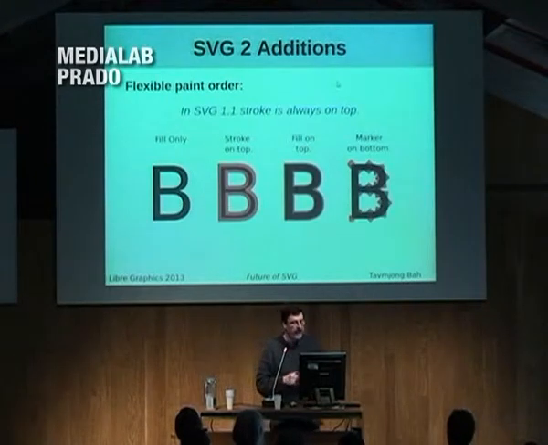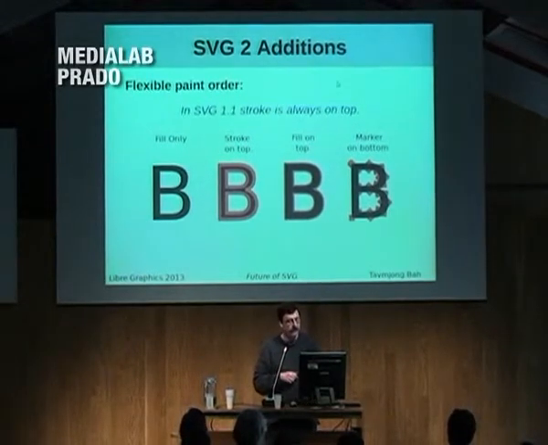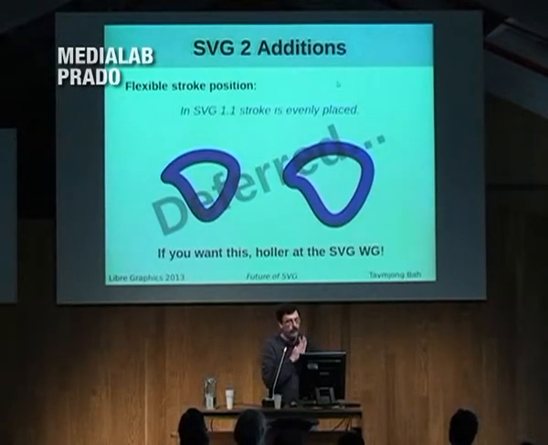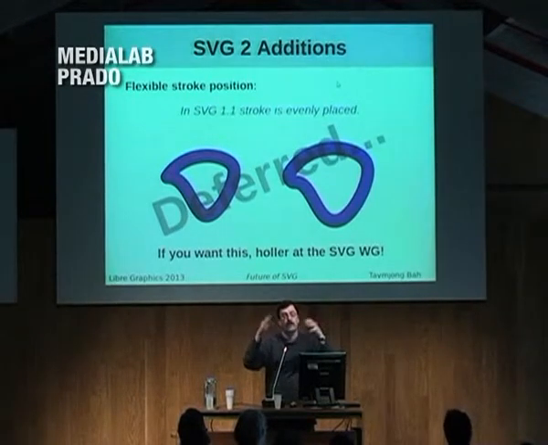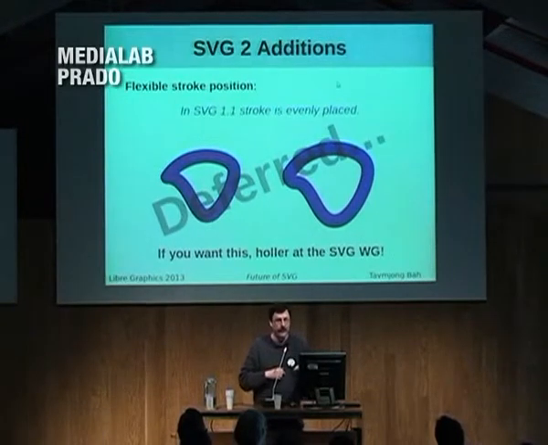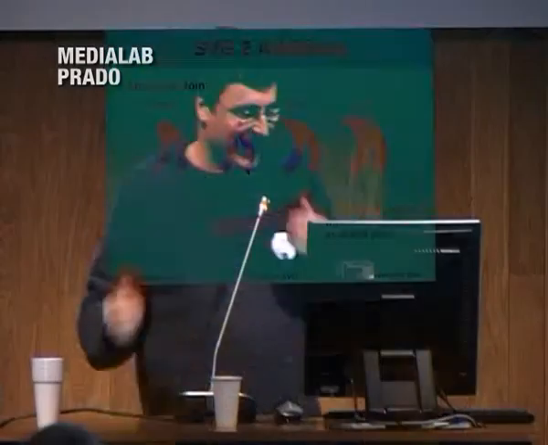Flexible paint order. In SVG 1.1, the stroke is always on top, which, if you want to have a stroke around a letter, doesn't work so well. It's better to have the fill on top and the stroke underneath. So that's a change. In SVG 1.1, the stroke is always evenly placed around the edge of an object, half in, half outside. It'd be nice to be able to specify that I want it all on the outside or all on the inside. It turns out that this is actually being deferred because there's nobody working on it. So if you want this, you should holler at the SVG working group. Not just at me, though.